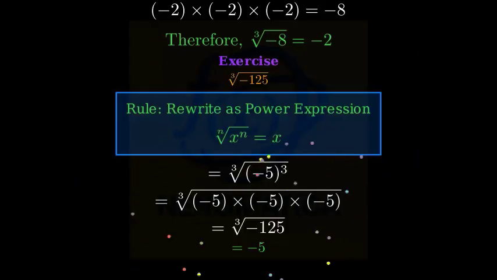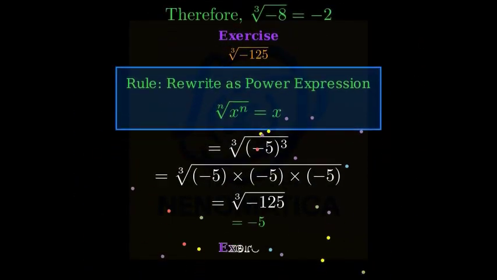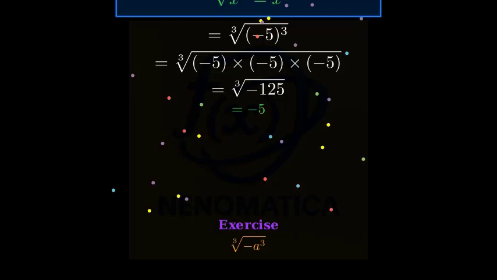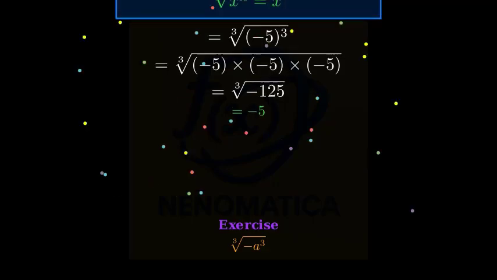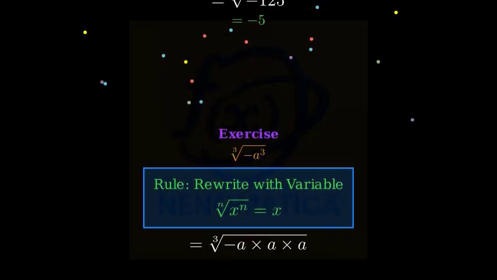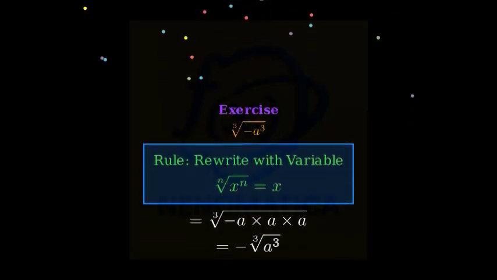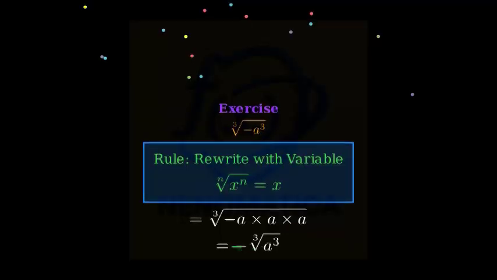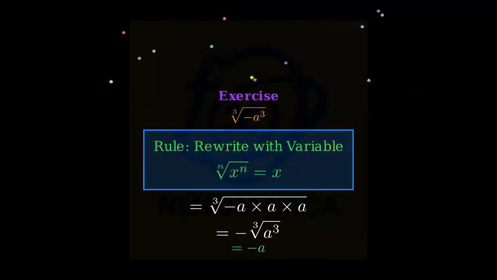Let's try another example. Find the value of the cube root of -a cubed. Let's solve this step by step. First, we rewrite this as the cube root of -1 times a cubed. The cube root of a cubed is simply a, so our answer is -a. Let's try one more example.